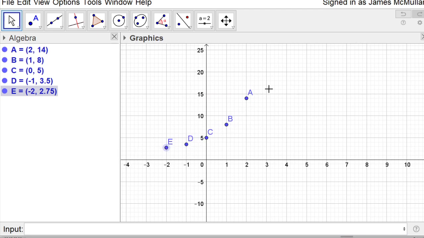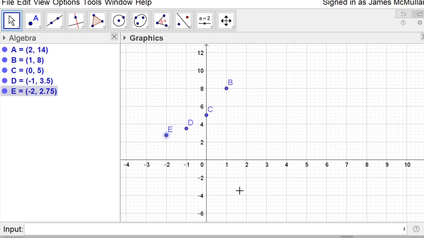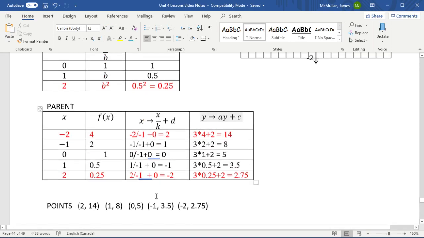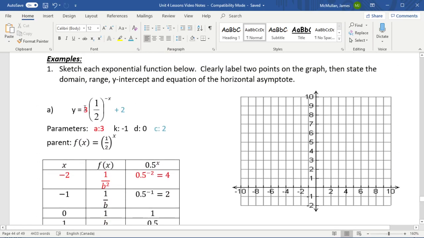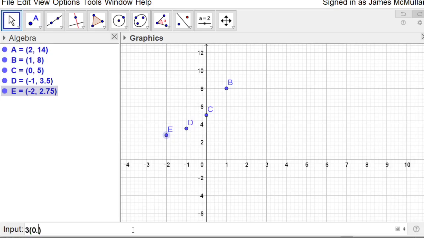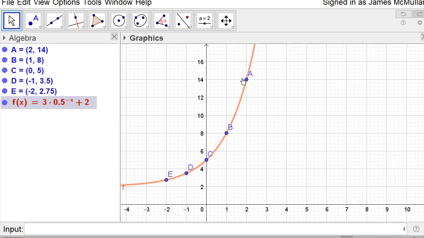They do look like an exponential function. Let's draw the function and make sure I did this right. So the function I was supposed to draw, remember, was 3 times 1/2 to the negative x plus 2. So 3 bracket 0.5 to the power of negative x plus 2. And you can see we've got this perfectly. And even this other point, the A point, right, is all the way up there.